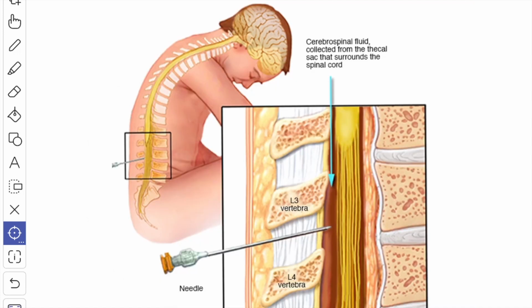Next we'll see about the lumbar puncture. The lumbar puncture is done to withdraw the cerebrospinal fluid for various diagnostic and therapeutic purposes. The puncture should be done well below the termination of the spinal cord, that is at the lower border of the L1 vertebra. A horizontal line connecting the highest point of the iliac crest passes through the spine of the fourth lumbar vertebra. Therefore, the interspaces immediately above or below is the landmark which is used for lumbar puncture.